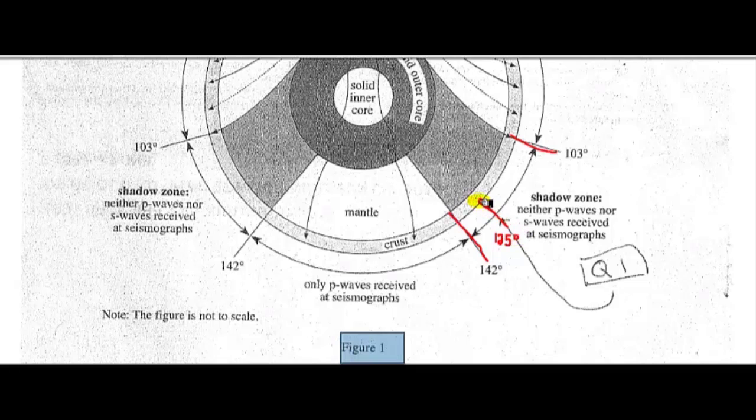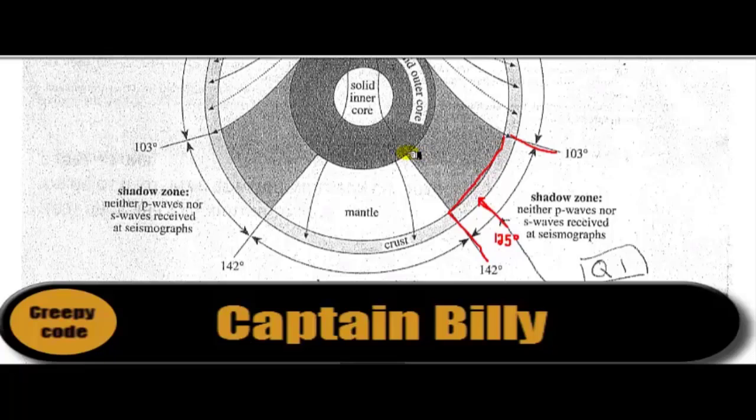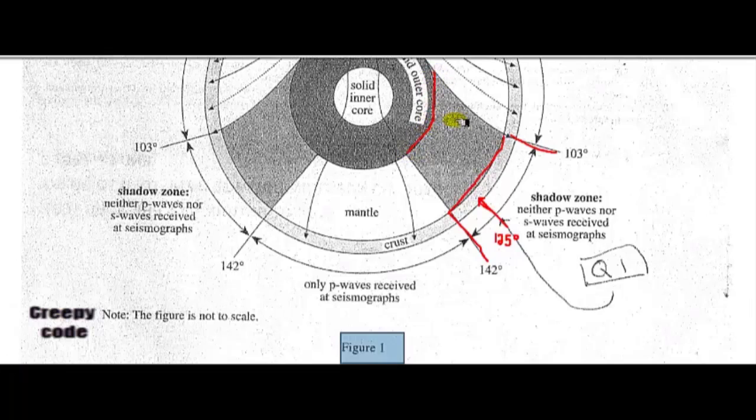Here's 125 degrees. And now you simply have to see what type of waves we are going to find in this area. In this area, you notice that we are in a shaded region. There is a note about the shaded zone. Here's what it says: neither P nor S waves received at the seismograph. You know the correct answer is going to say something similar to what you see right there.